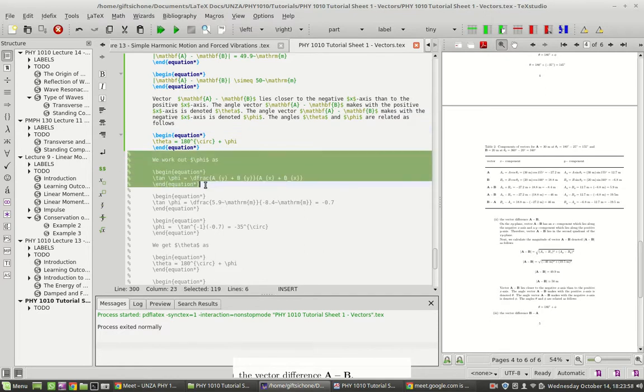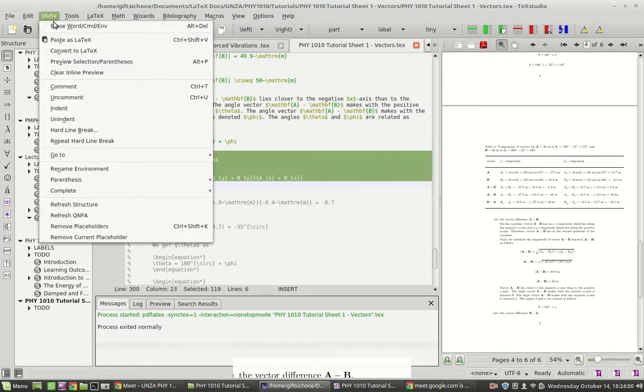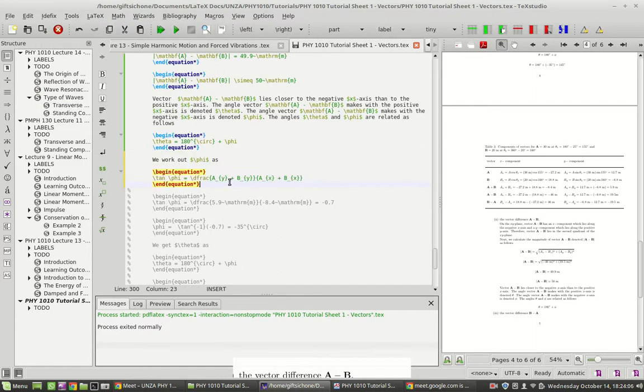Sorry, is that in the second quadrant? We've established that the vector A minus B will be found in the second quadrant. Yes. And you're saying the relation is theta is equal to 180 plus phi. Yes. Is it supposed to be minus? No, it's plus. For us to get theta, we need to add phi to the 180.